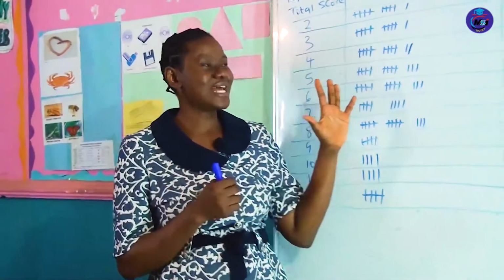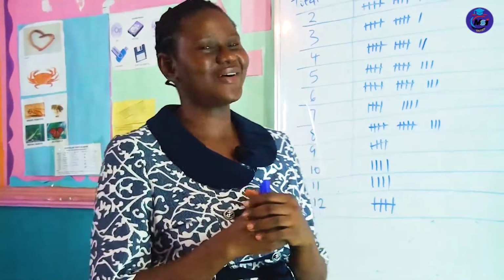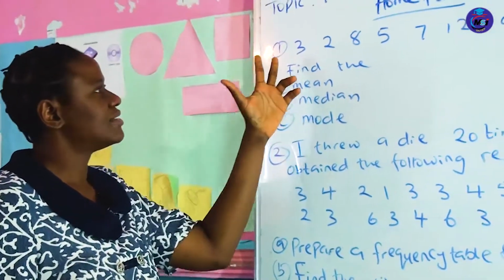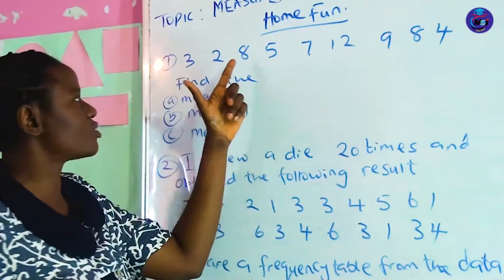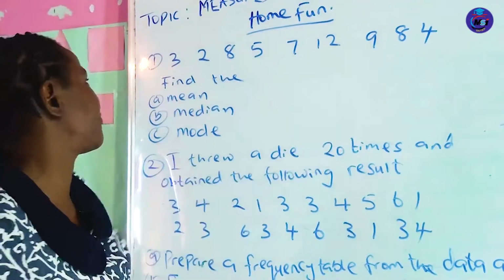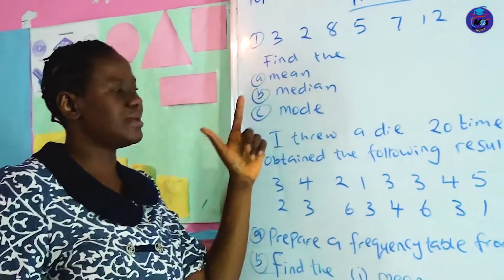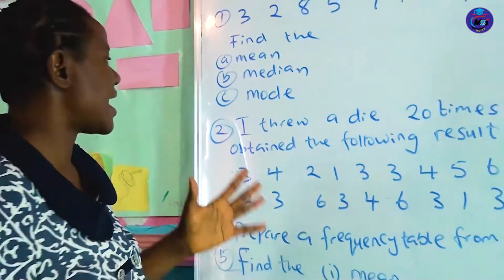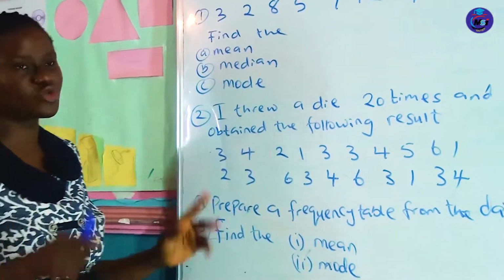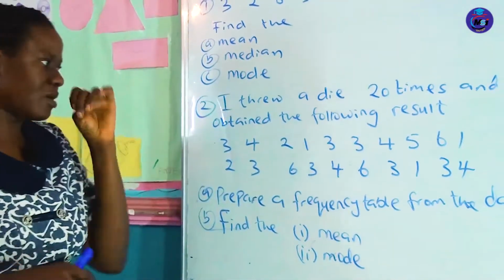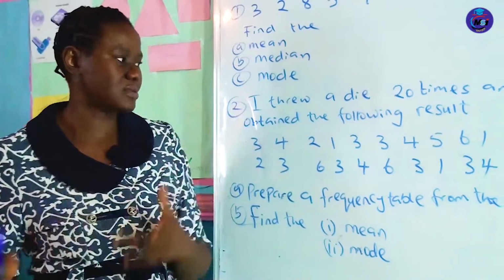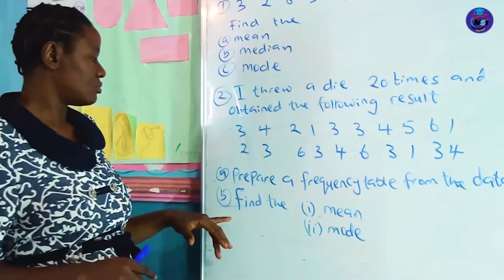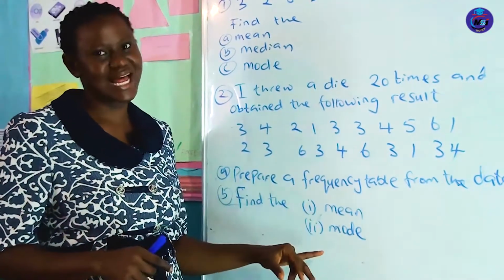So this brings us to the end of this topic, but before you go, I'll give you something to try on your own. After going through this topic, you should be able to attempt this. Number 1, these are some numbers: 3, 2, 8, 5, 7, 12, 9, 8, and 4. I want you to find the mean, the median, and the mode. Number 2, I threw a die 20 times and obtained the following results. So this is the result of throwing one die 20 times. Remember, a die could have 1, 2, 3, 4, 5, or 6. Now, from this result, prepare a frequency table. Number 2, part B, find the mean and the mode.